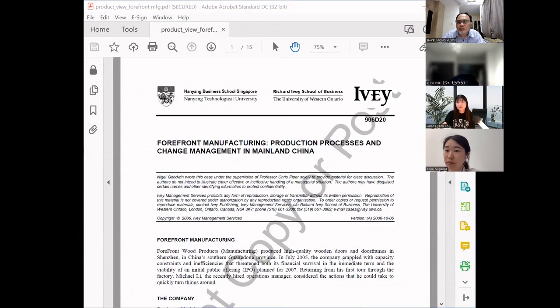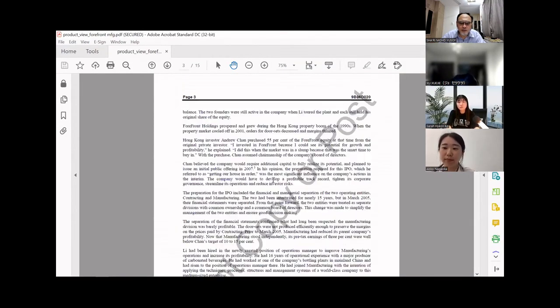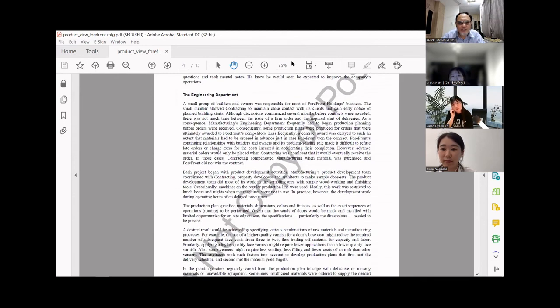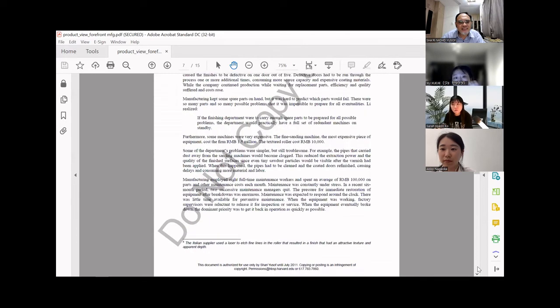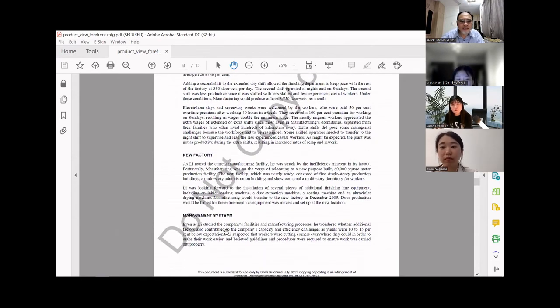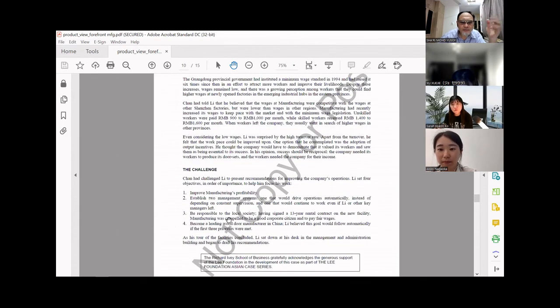So basically, if you read the case study, can you see my case study? Right? Yes. It's good, Sarah, you scribble on the case study. Yes, you can actually scribble on it. If you notice, towards the end of the case study, there's this question, challenge. There is a new factory. You haven't read about the new factory yet. Management systems, workforce turnover. So these are the problems.